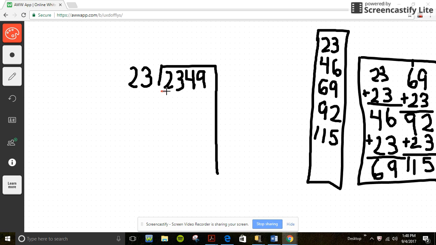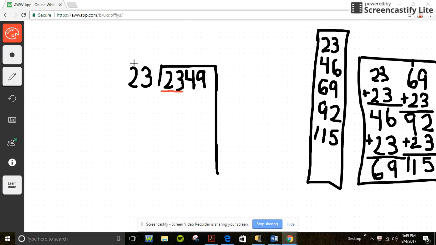So I start here and I ask how many times can it go into 2? And I like to underline it. Looking over here on my skip count, there's nowhere that 23 goes into 2. So then I like to extend it again to the next number. So now I'm looking at the whole number 23.